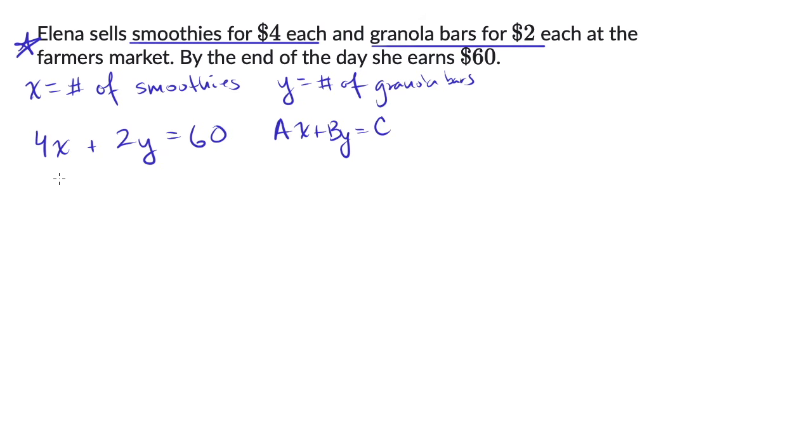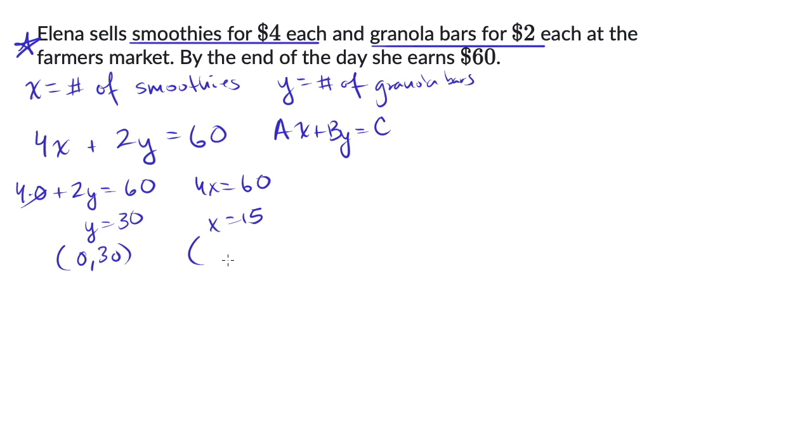For example, I can see that if x equals 0, we're going to get 4 times 0 plus 2y is equal to 60. We would get y is equal to 30. So we know that the point (0, 30) is on this line someplace. And then we could go the other way. What happens when y equals 0? When y equals 0, we get 4x is equal to 60, x is equal to 15. So we know when y is equal to 0, x is equal to 15.